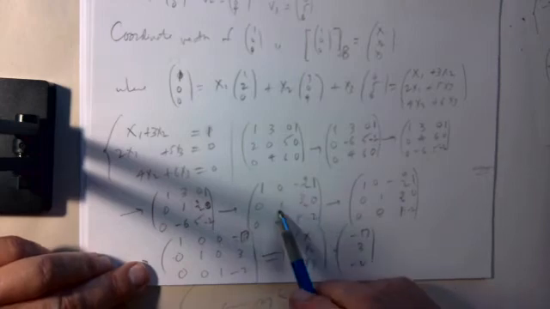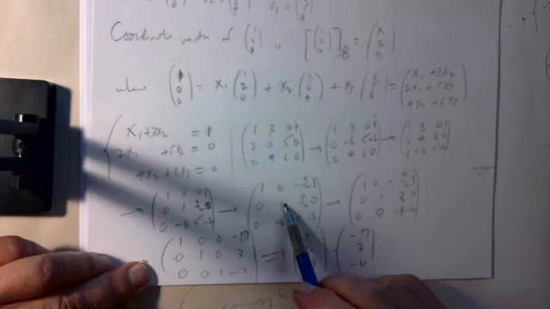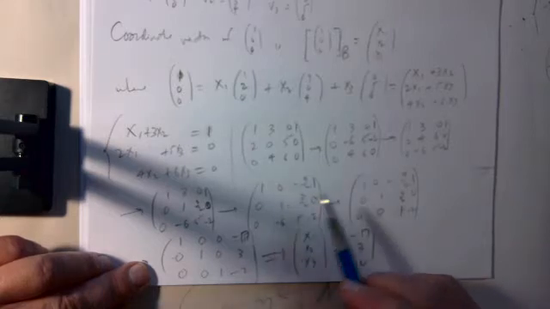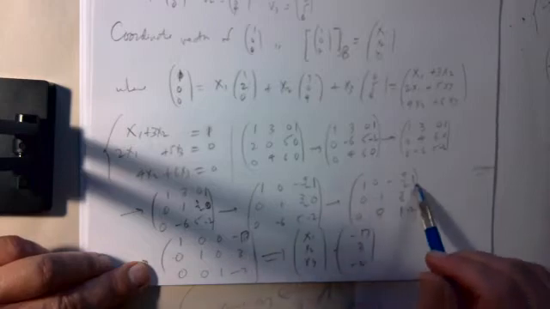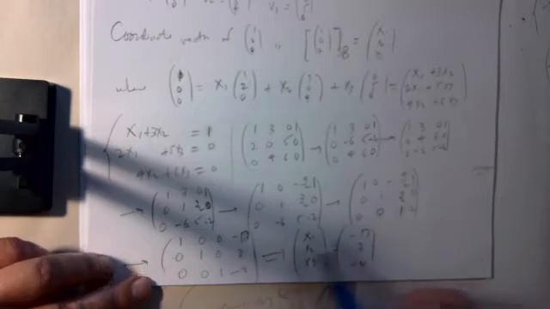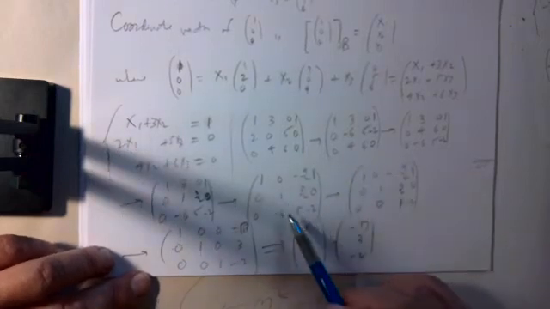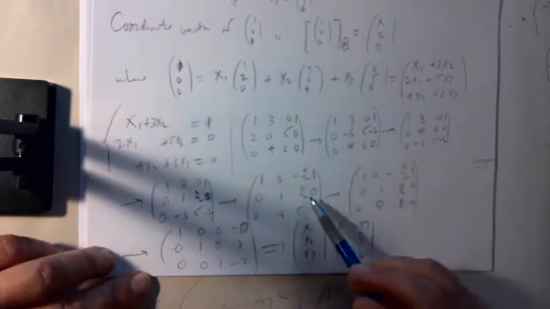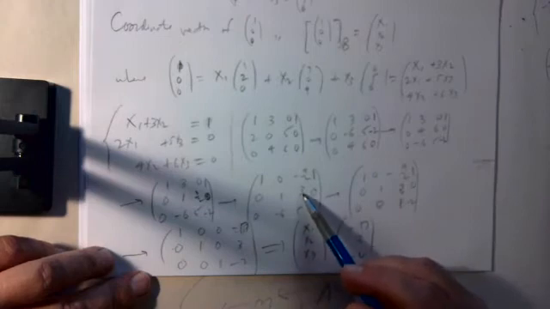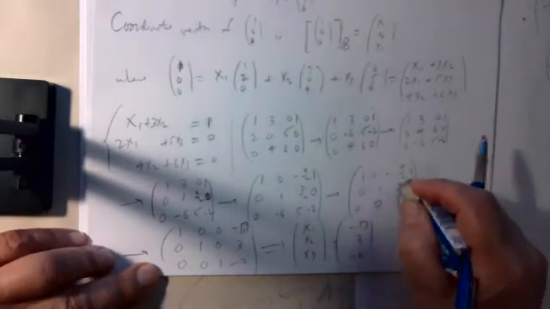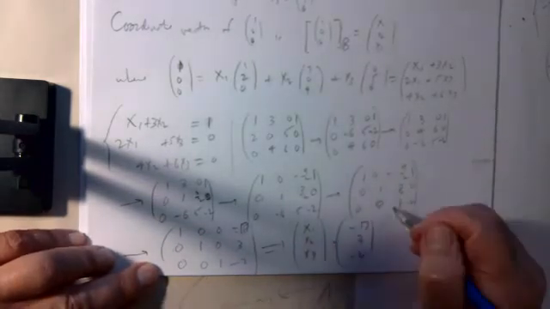Take the first row minus 3 times that. I get 1, 0, minus 9 halves, 1. So 1, 0, minus 9 halves, 1, 0, 1, 3 halves, 0. Add 6 times this row to this. I get minus 2. 6 times 3 halves is 9. Plus 5 is 14.